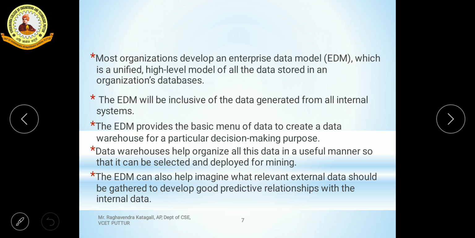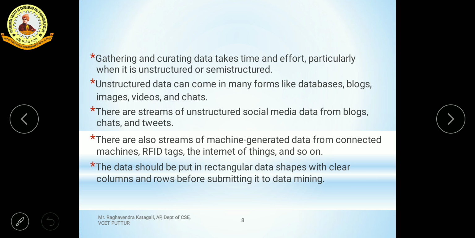Okay, then every organization will be having their own EDM, that is the enterprise data model. So using this enterprise data model, you can create databases, or you can store the data how much you want, and you can use it for your own purpose for the later insights, right? And you can see here many types of data will be there. Unstructured data comes from many streams like machine generated data or RFID tags and all. So these kinds of data you will get. So this is the first step, gathering and selecting data, right?